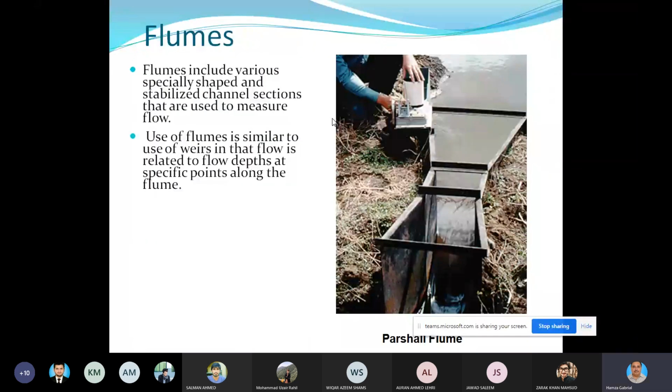Flumes. So again, flumes will be available in various shapes. So you can use them for small streams or for small channels like the watercourses or the distributaries. So the use of flumes is very similar to the use of weirs. That again, as in the weir, we measure the upstream head. So in the case of flumes, we measure the upstream head, and with a suitable formula, we can find the discharge.